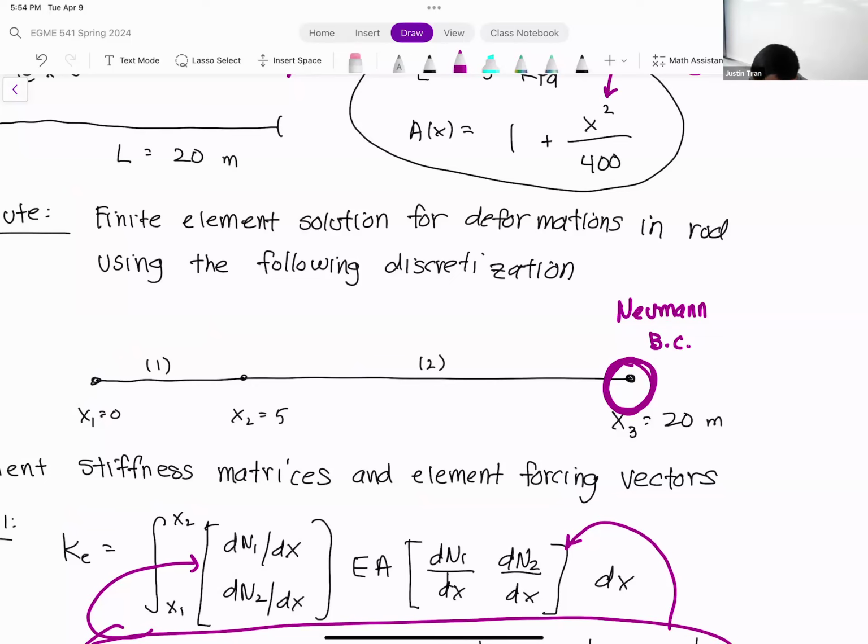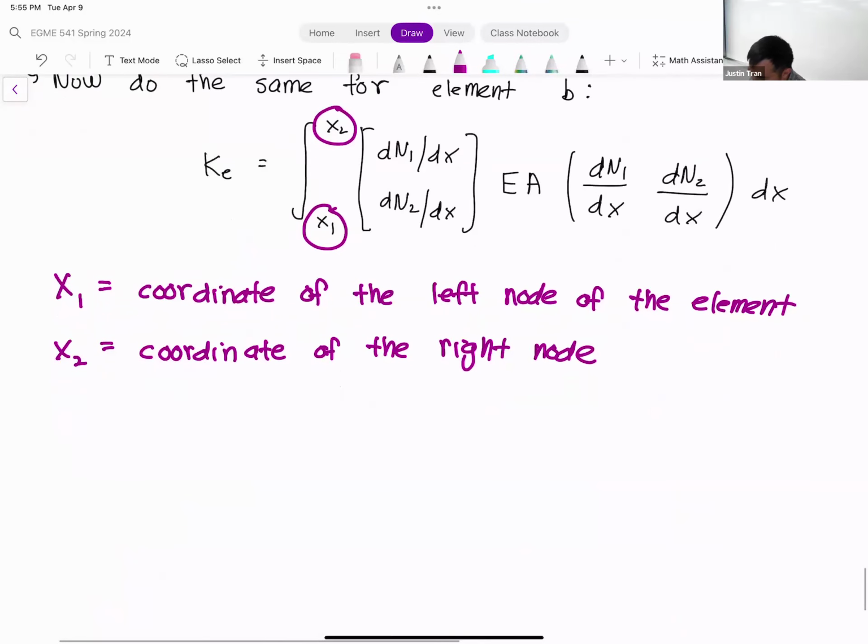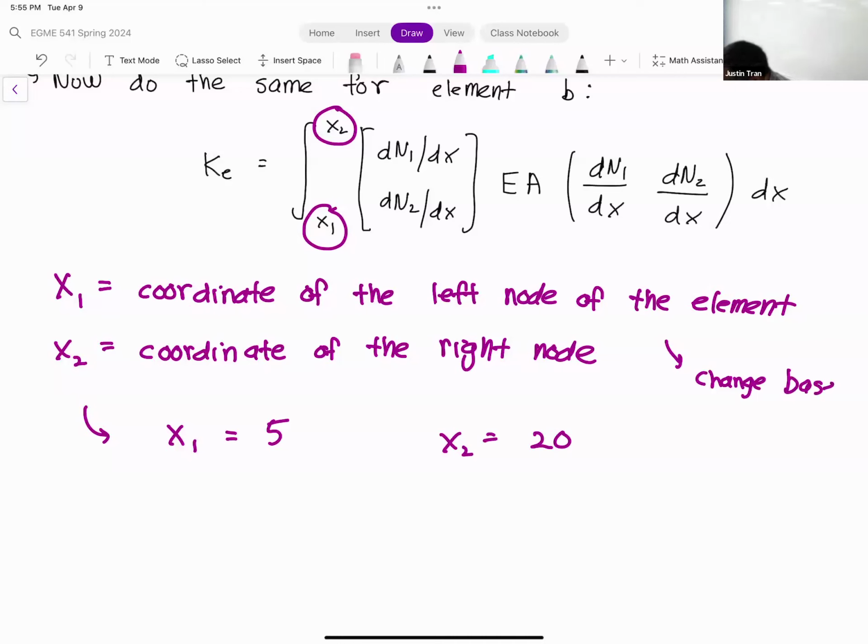Now we're doing element 2 or element B. So now the left node here is 5 and the right node here is 20. So when we come back to this, this means we're going to set x1 in our equation equal to 5 and x2 equal to 20. That x1, x2 is relative to whichever element that you are considering. So these change based on the element.